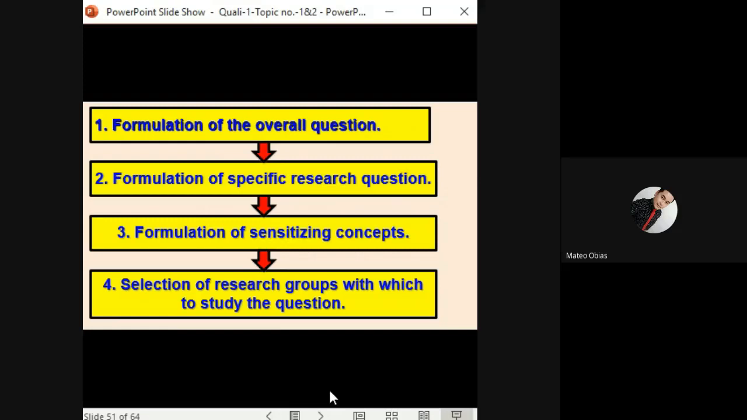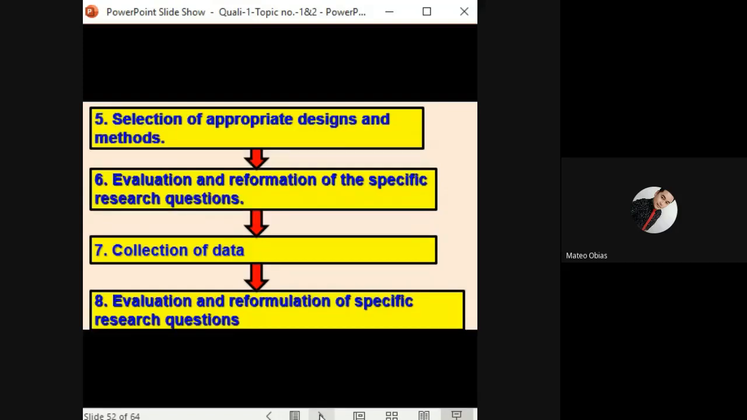The second is formulation of specific research questions. We have the formulation of sensitizing concepts, and selection of the research group with which to study the questions. Who will your participants be? I think I mentioned this to you before. Then we have selection of appropriate design and methods. What research design will you use? Is it phenomenology? Grounded theory? And other designs. And of course, evaluation and reformulation of the specific research questions.